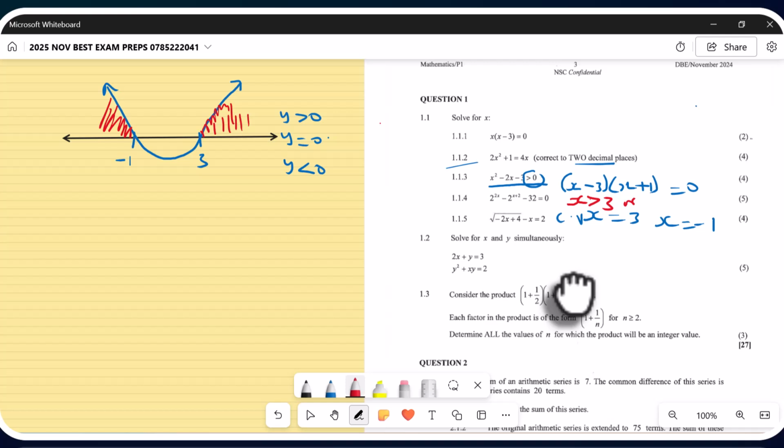We go to question 1.1.4, 2024 November. Now, what I have here is 2 to the power 2x, then minus 2 to the power x plus 2, and then minus 32 equals 0. Now here, I can say this is 2 to the power 2x, right? Then minus 2, which is 2 squared here, dot 2 to the power x, then minus 32 equals 0. Hope we are still together.